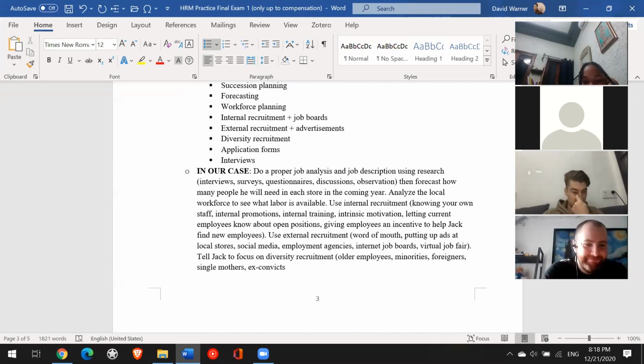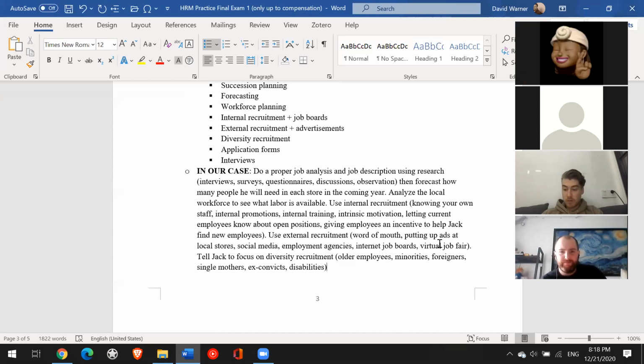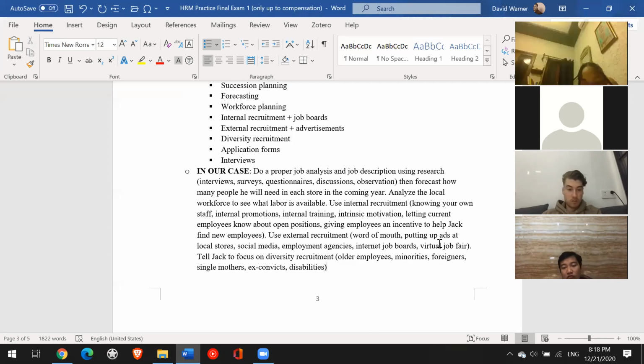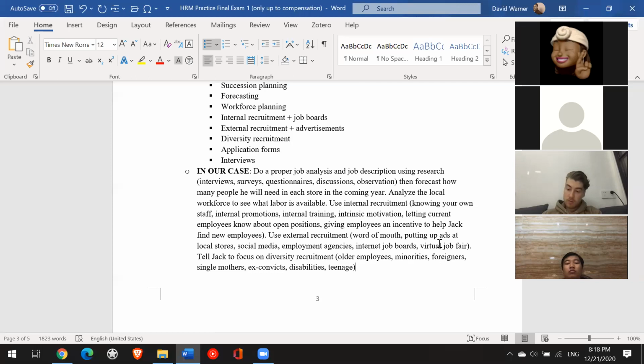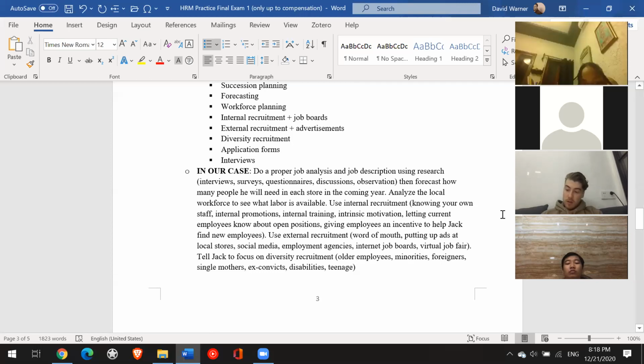Any other diversity things? Maybe also disabilities. I was just going to say disabilities. For a job like this, if Jack can really get the word out there, possibly also teenagers, like school co-ops, sure.